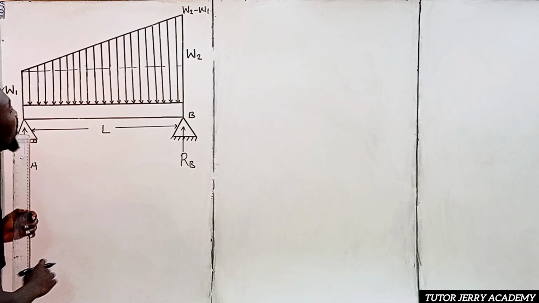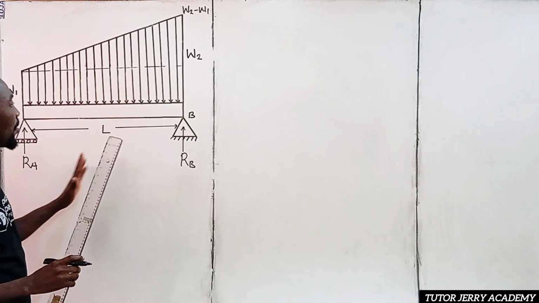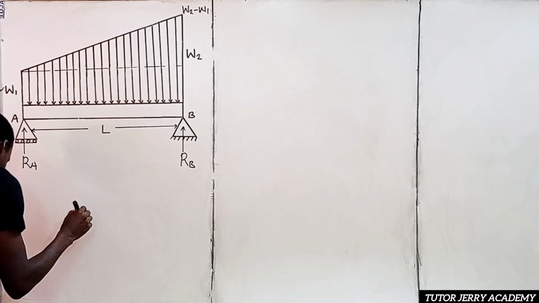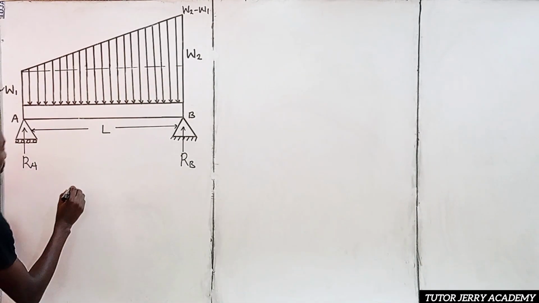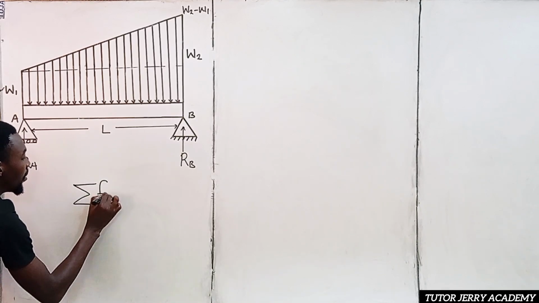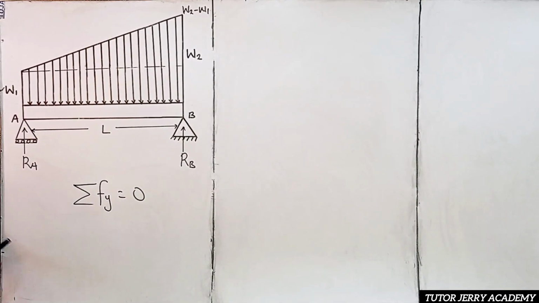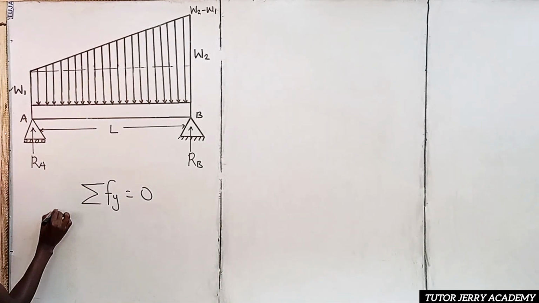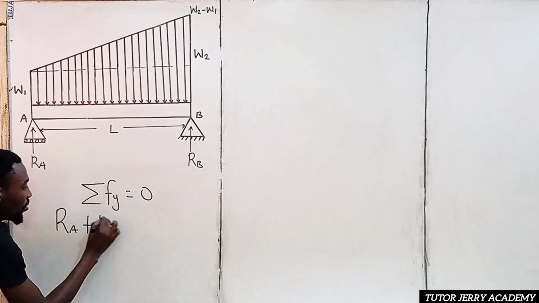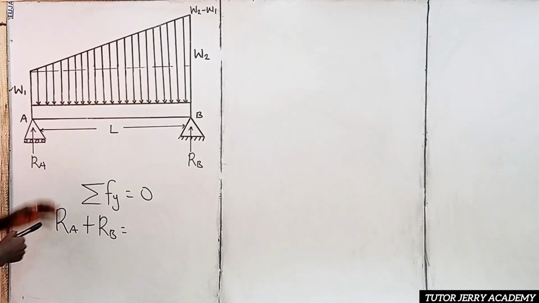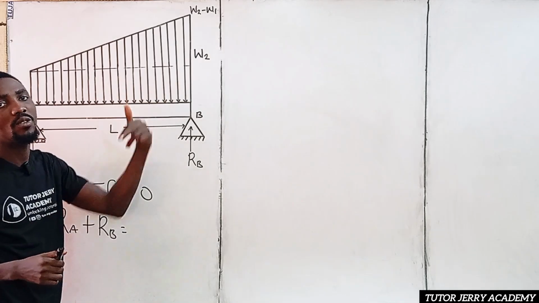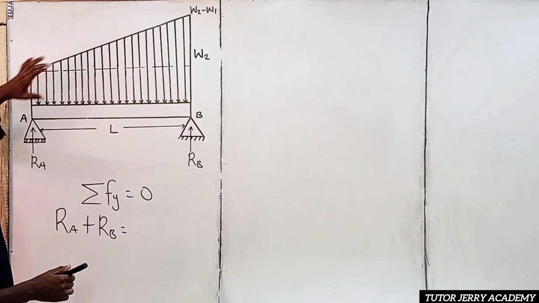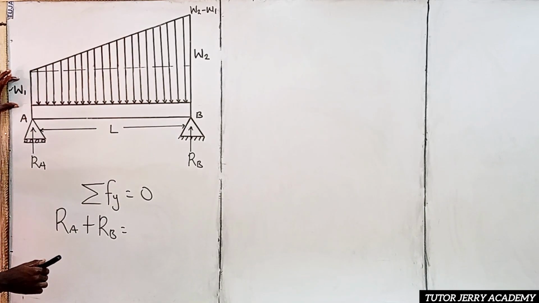All right. To continue, we start with the summation of all forces in the y direction. The summation of forces in the y direction equals 0. That is, the sum of upward forces equals the sum of downward forces. So we are going to have R subscript A plus R subscript B equals, now we know we have a uniform distributed load, which we are going to convert to a point load. We have established that the load acting on this uniform distributed load is W1. Do you understand?